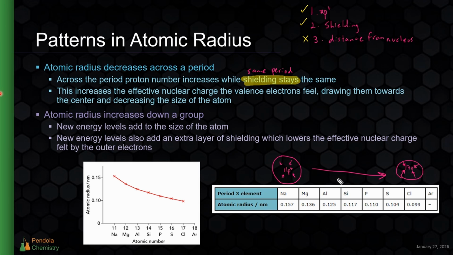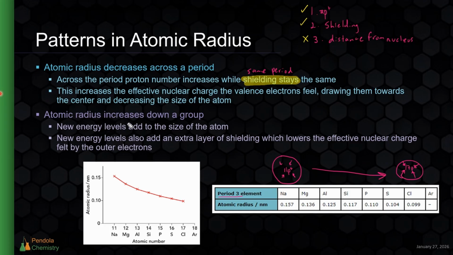outer electrons. But again, sodium and chlorine are both in period 3, and because they're both in period 3, their shielding doesn't change. They have the same number of energy levels. And so that's why that atom decreases in size.